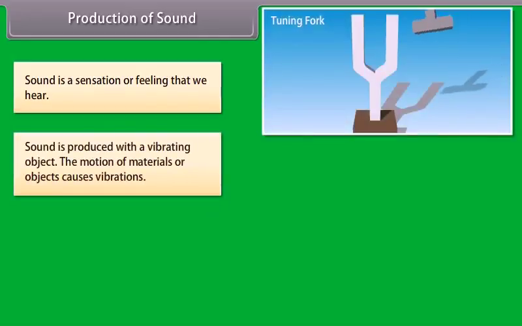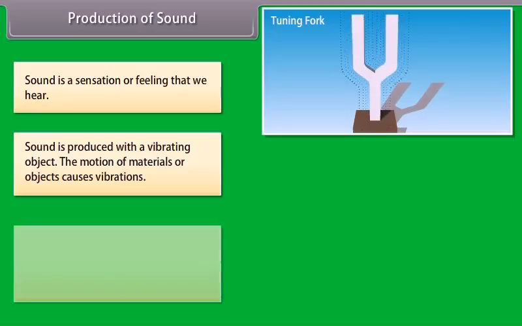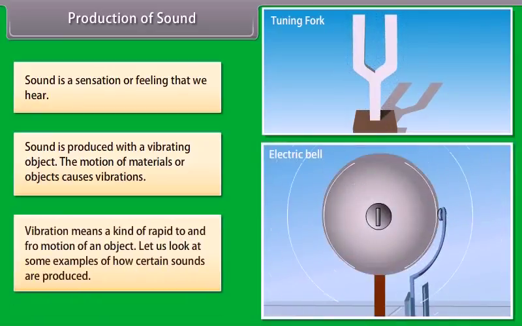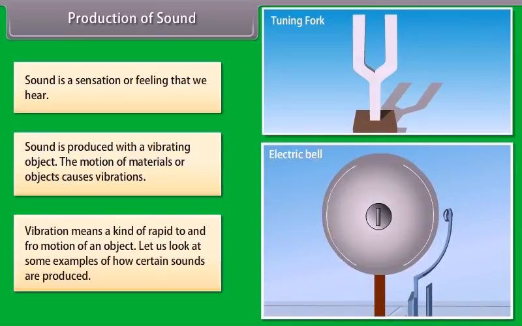Sound is produced with a vibrating object. The motion of materials or objects causes vibrations. Vibration means a kind of rapid to and fro motion of an object. Let us look at some examples of how certain sounds are produced.